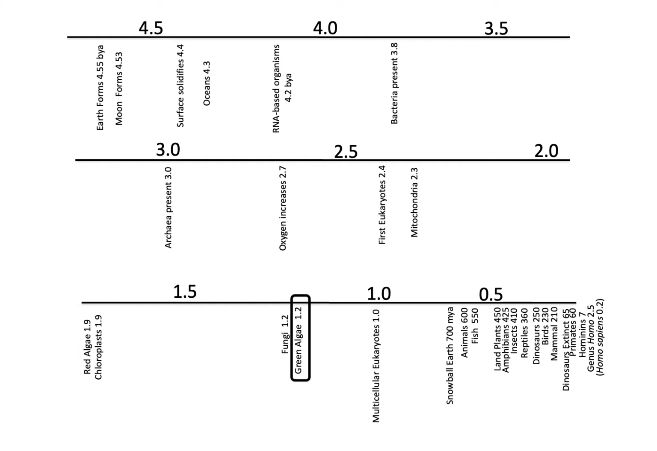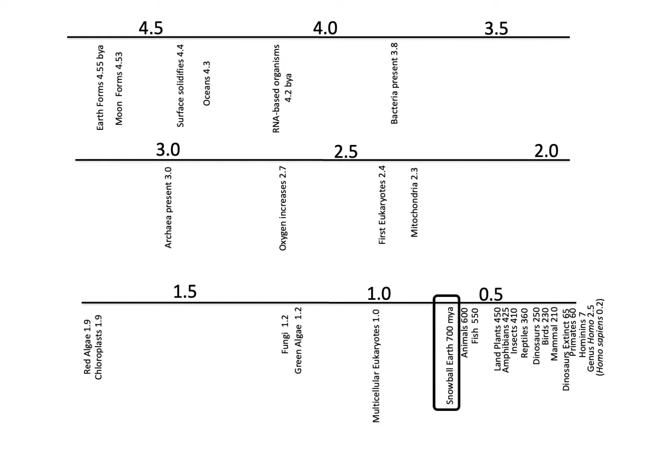Red algae first, and then green algae much later, about 1.2 billion years ago, and that 1.2 billion coincides with the first fungi that appeared on Earth. By 1 billion years ago, there were definitely multicellular organisms on Earth, and some estimates put multicellularity way back around 2 billion years ago, the first multicellular organism. So there's some disagreement in that.